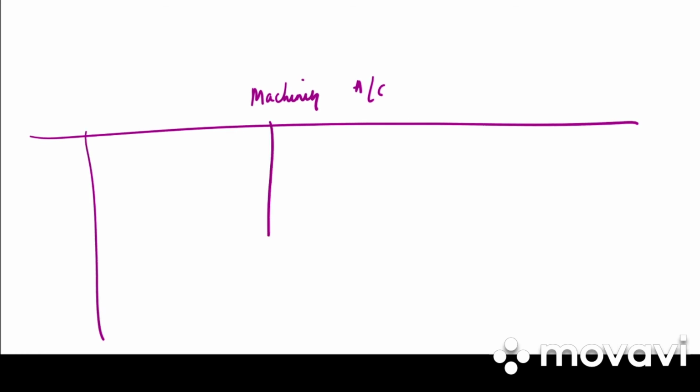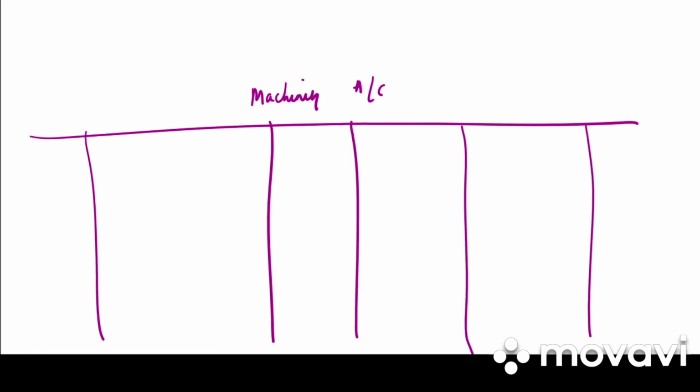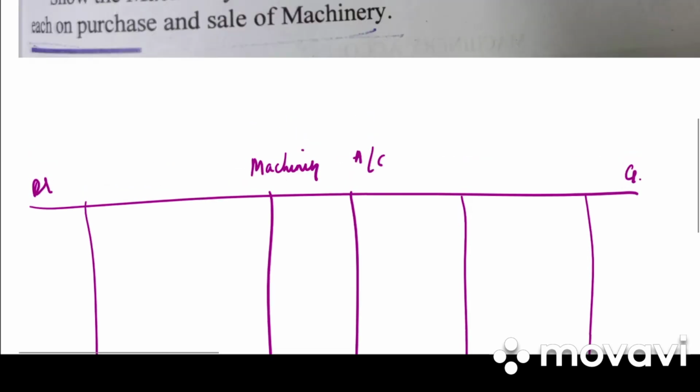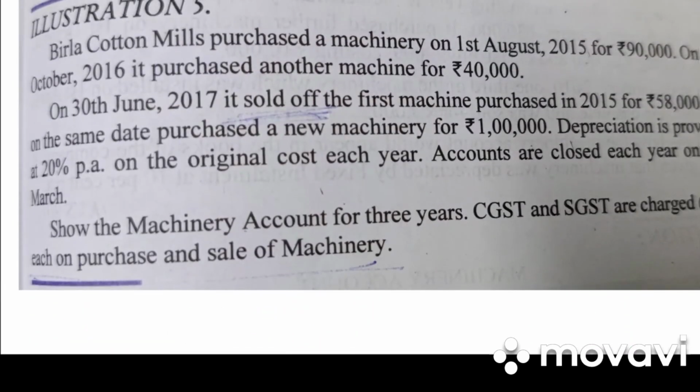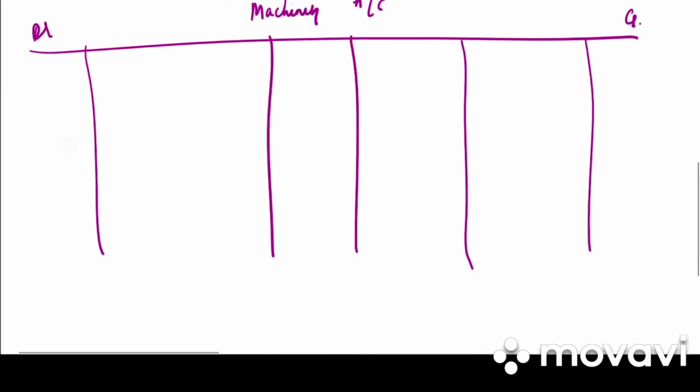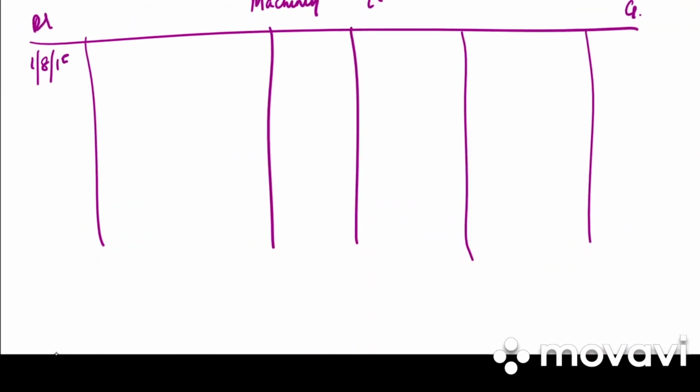This you need to be very clear about so that you will not have any confusion. So first we will be preparing a machinery account. One by one we will read the problem and see when which machinery is purchased and sold. We have debit side, credit side, date, particulars, amount, date, particulars and amount. First go to the problem. 1st August machinery is purchased for 90,000. So 1st August 2015 to bank account 90,000.